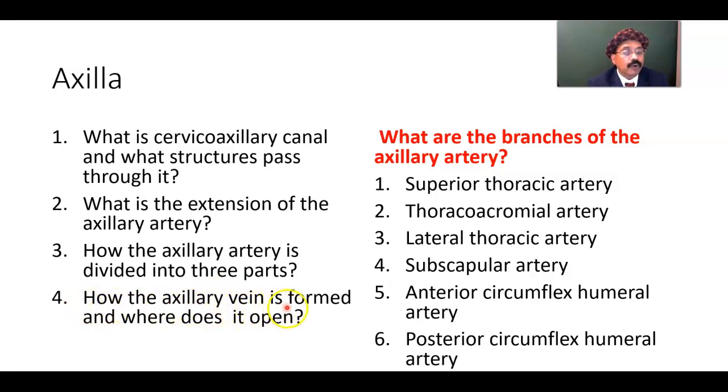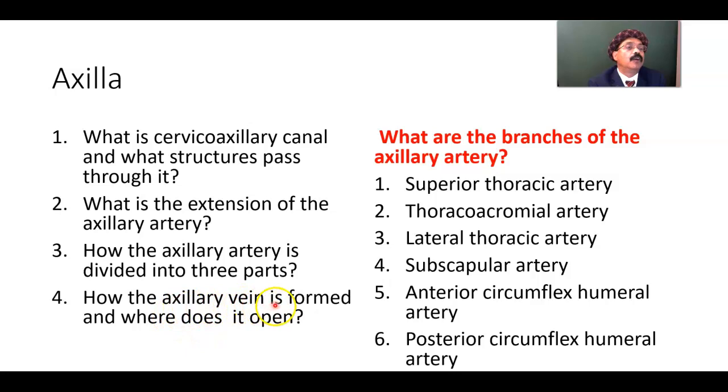How is the axillary vein formed and where does it open? The axillary vein is formed in the arm at the level of the lower border of the teres major muscle, maybe a little up, a little down. It is formed by the continuation of the basilic vein and the union of the two venae comitantes of the brachial artery. The axillary vein is outside the axillary sheath. It is not covered by the axillary sheath.